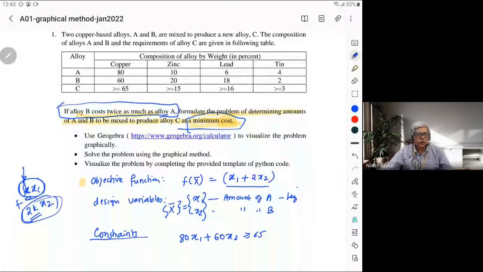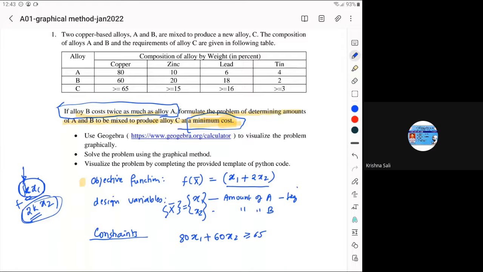I will just take one phone call. Why did you not multiply 2 into x2? Sir, you are on mute.